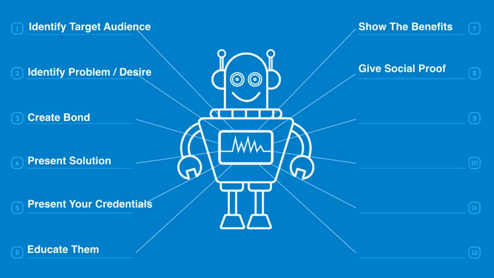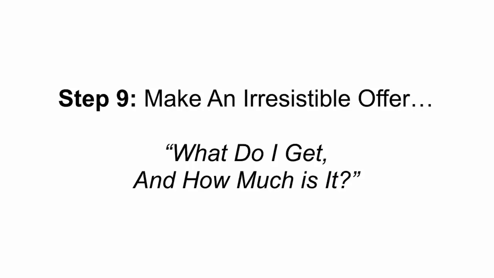So that brings us to step number 9, which is make an irresistible offer. And that answers the question, okay, what exactly do I get and how much is this going to cost? So this is the point in our presentation when we finally make our offer, and making the right offer, which is called an irresistible offer, can be the difference between making and losing the sale. So an irresistible offer is an offer that's so good that people find it almost impossible to say no to.